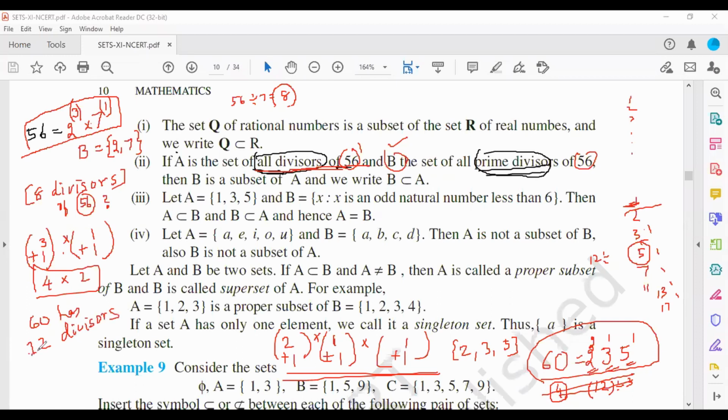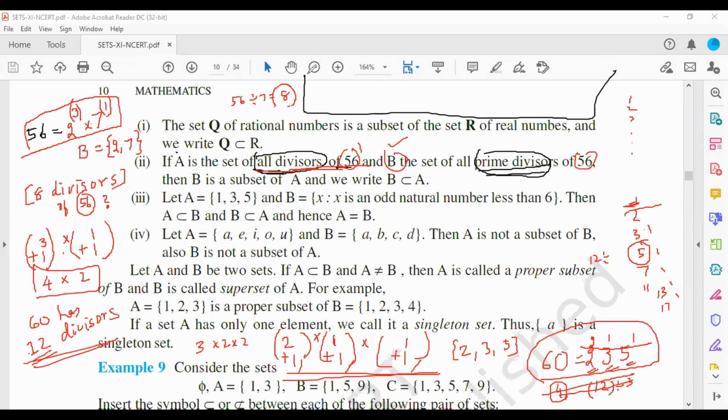After that, you go in search of all the 12. So when you want to write the roster form, suppose I ask you for the roster form of all the divisors of any composite number, prime factorize it, then take the powers, add 1 to each power and multiply the results. So here what is the result? 3 times 2 times 2. That gives 12 divisors. And what are the 12 divisors?